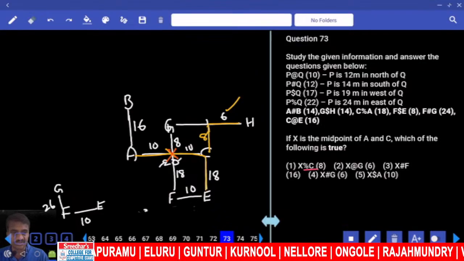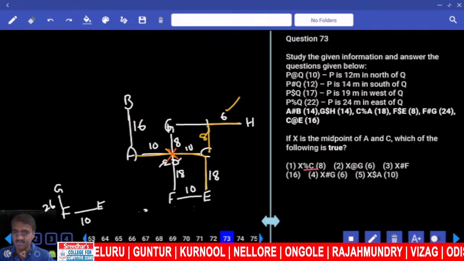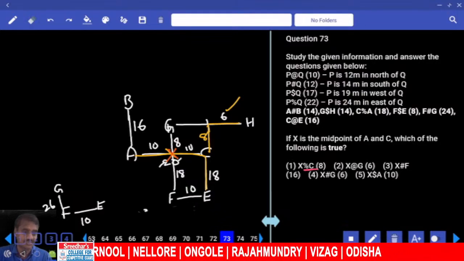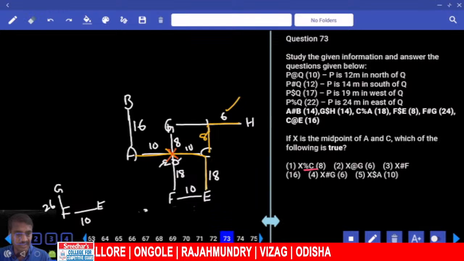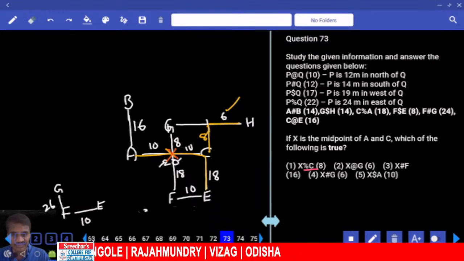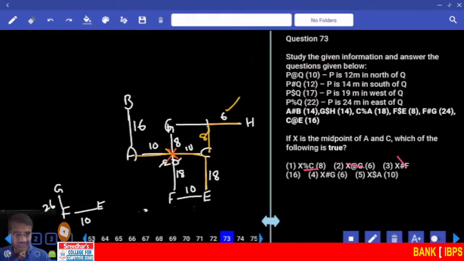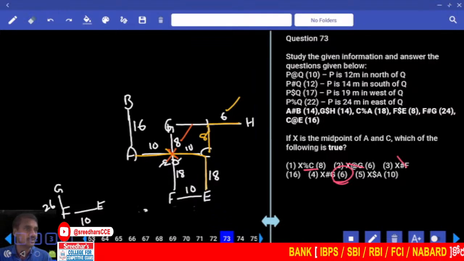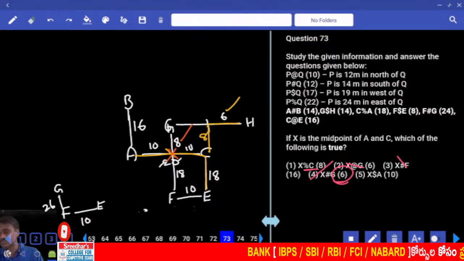X % C. X is to the east of C by 10 meters. Is X to the east or west? West. And X @ G, X is to the north of G? No. X # F, X is to the south of F? No. Then next one, X # G. X # G means X is to the south of G. Yes. The distance is 6 plus 2, 8. Clear? Choice 4, question number 73.